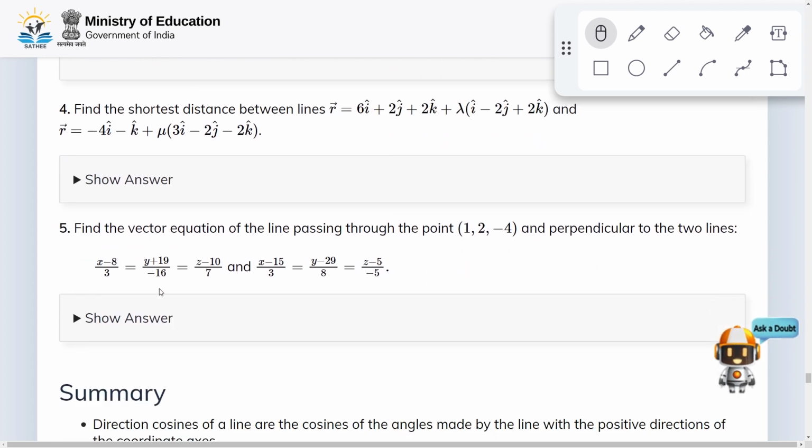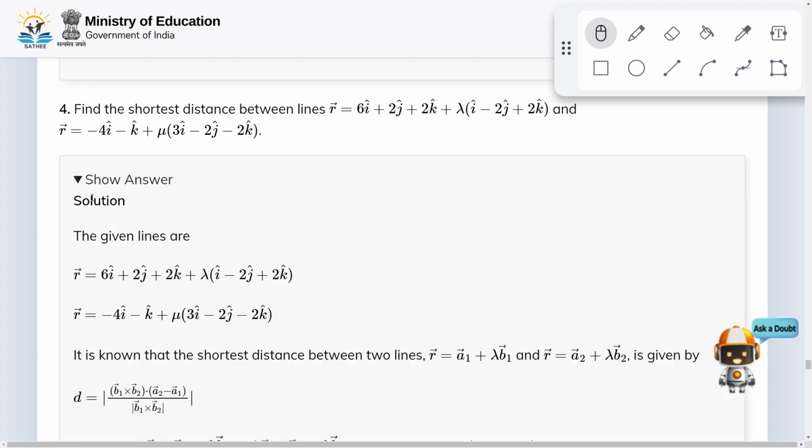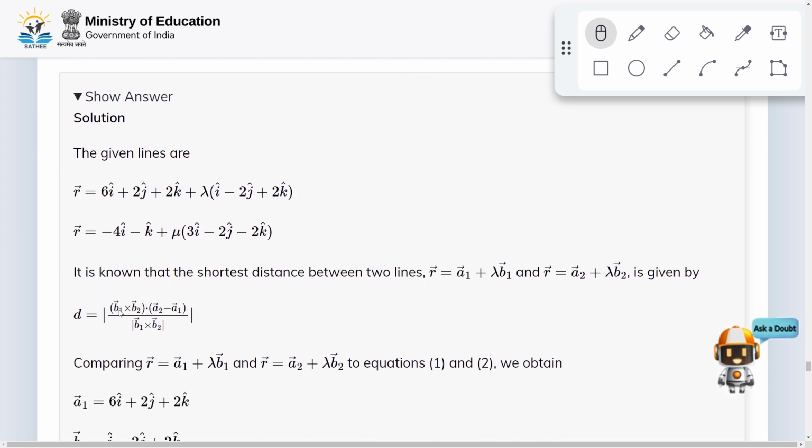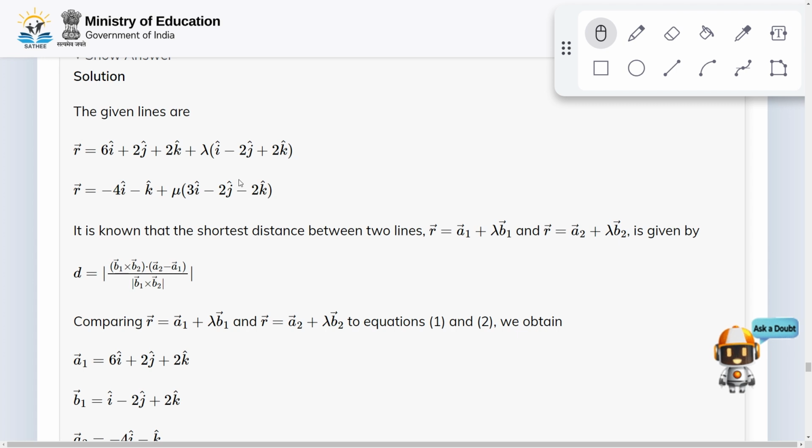Now fourth, you have to find the shortest distance between these two lines. It is quite easy. You know the formula for the shortest distance: cross product of b1 and b2, dot product with a2 minus a1, divided by the magnitude of the cross product of b1 and b2. b1 is i hat minus 2j hat plus 2k hat. b2 is 3i hat minus 2j hat minus 2k hat. a1 is 6i hat plus 2j hat plus 2k hat. a2 will be minus 4i hat minus k hat.